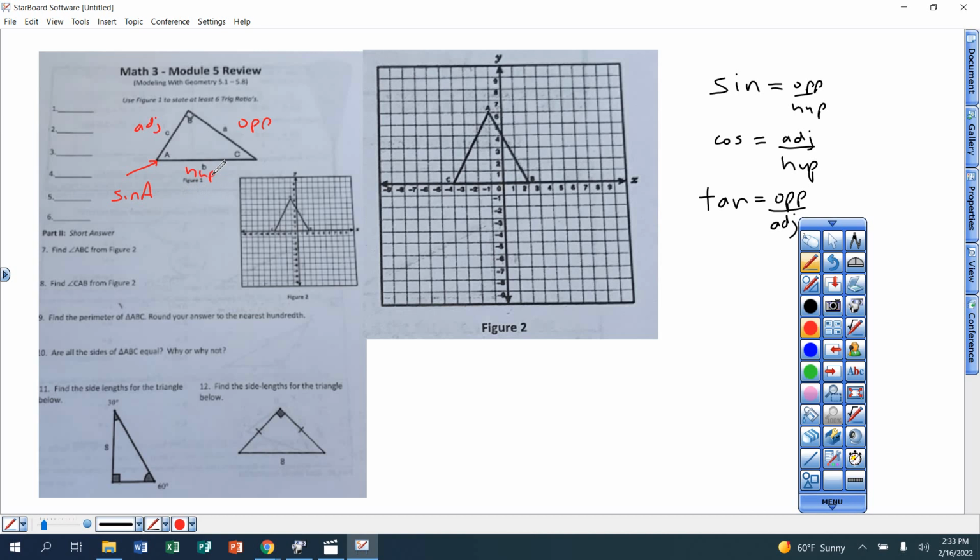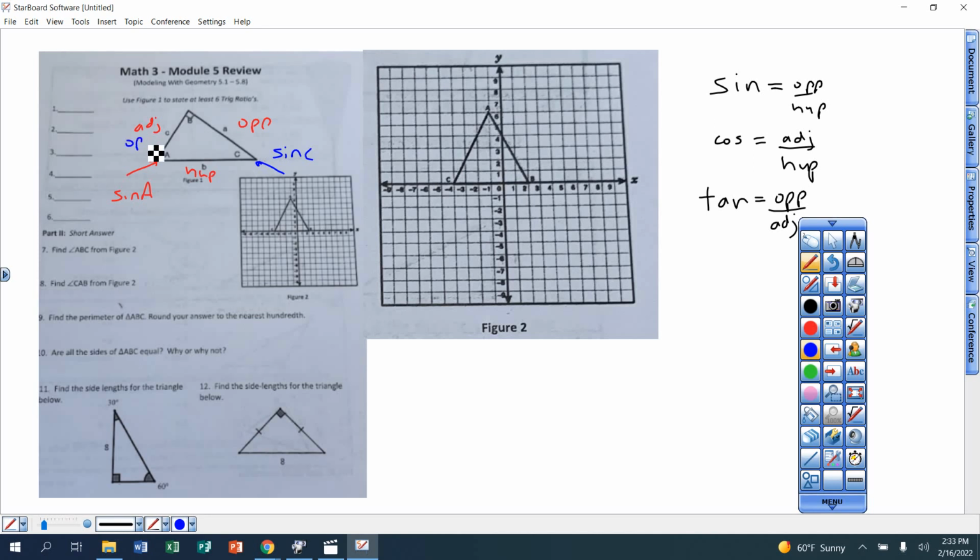But the opposite side depends on the angle you're coming from. If you're coming from angle A, then this side is the opposite and this is the adjacent. But if you're coming from angle C, then that changes it. Now this is the opposite side, and this is adjacent. Does that kind of make sense?